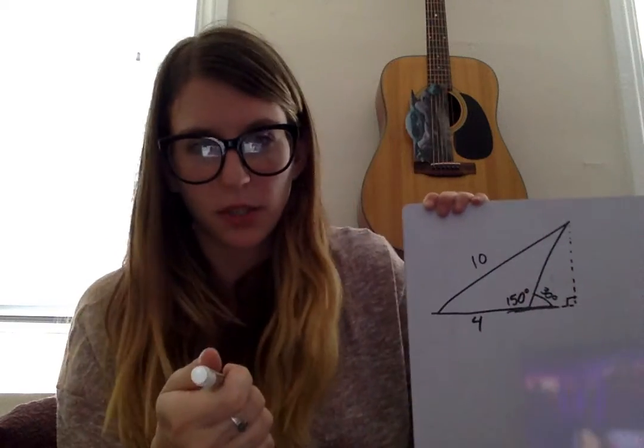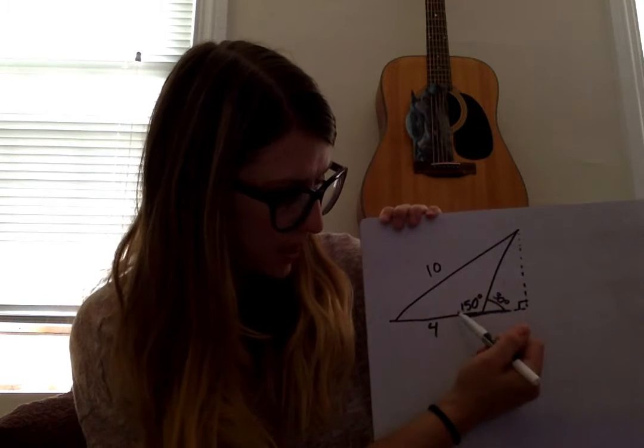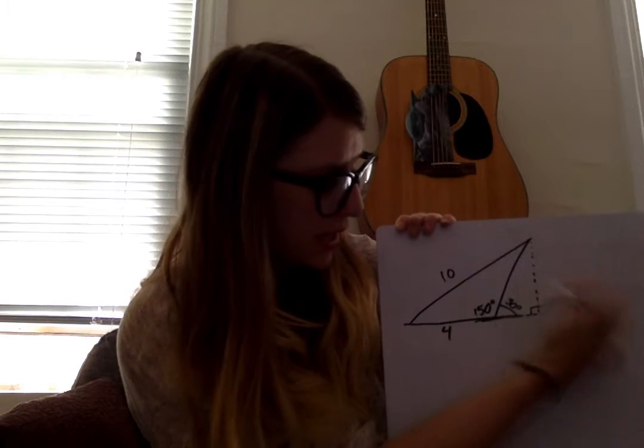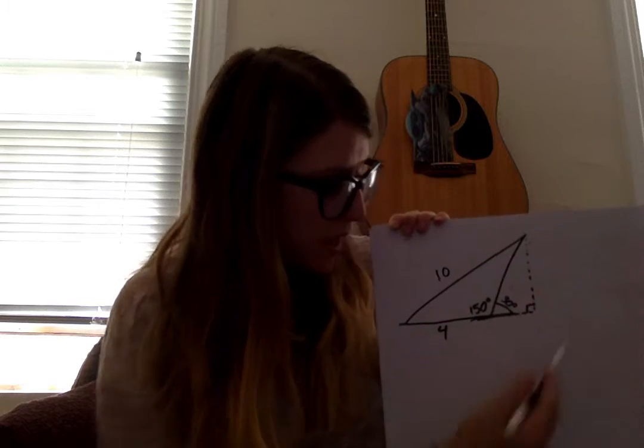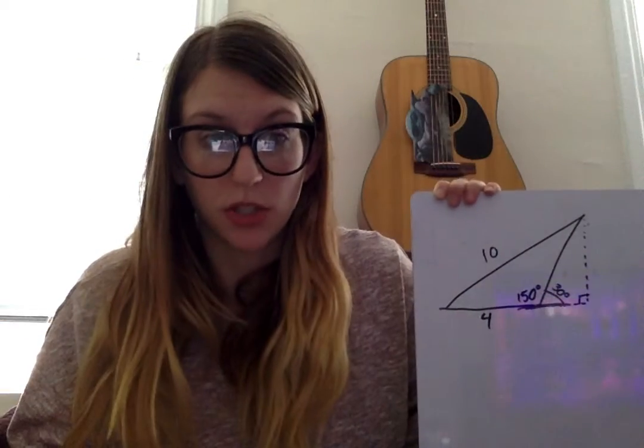I'm going to explain to you what happened in my head. So this is 30 degrees, right? Because the whole thing together has to be 180. But I don't know this length, I don't know this length, and I also don't know this length. So there's a couple different ways that we can do this.